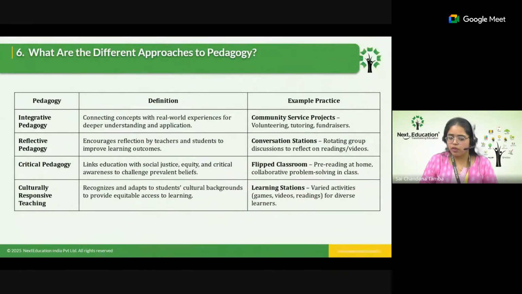Okay, so this is a flipped classroom. This is again an important, I mean not important but interesting one. Can anyone tell me what is flipped classroom? Any idea about it? Have you ever come across this flipped classroom concept?